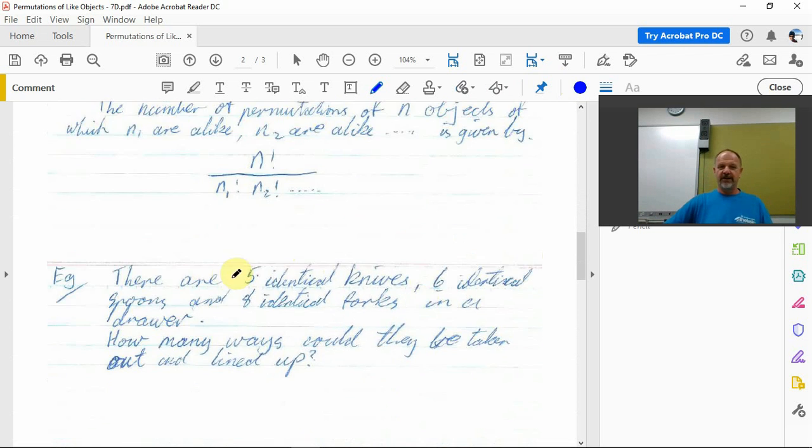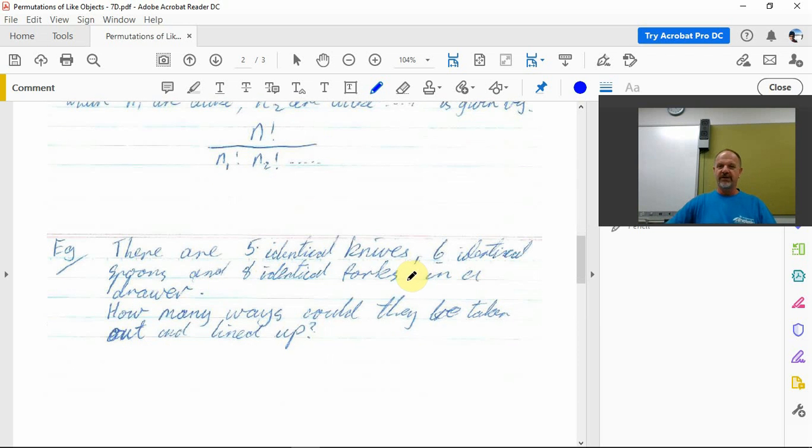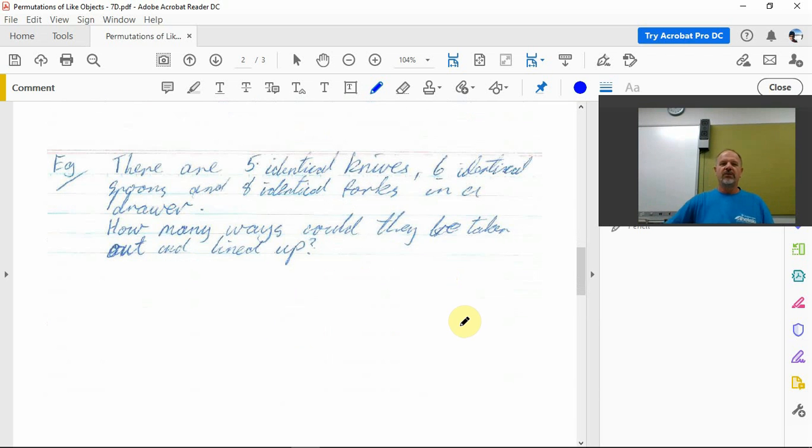So here, notice the word identical. 5 identical knives. That means when I take this knife and swap them around, it still looks exactly the same. And so the word identical is the key word there. So what have we got? We've got 5 identical knives, 6 identical spoons, 8 identical forks in the drawer. How many different ways could we take them out and line them up?